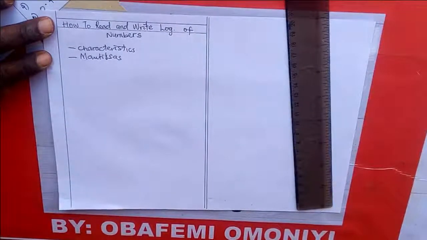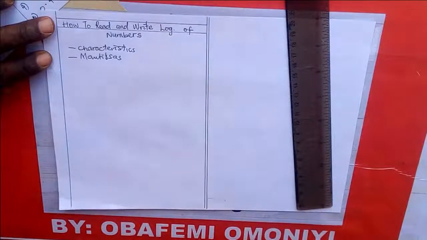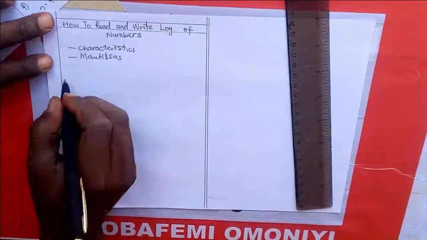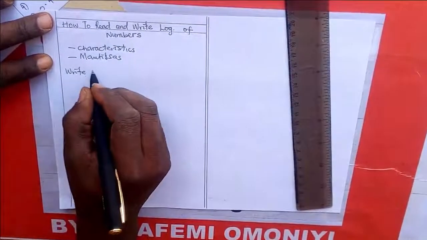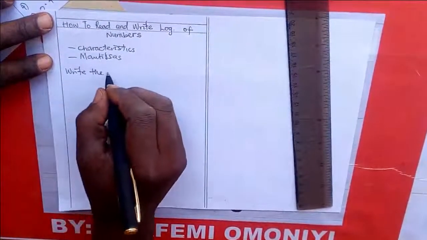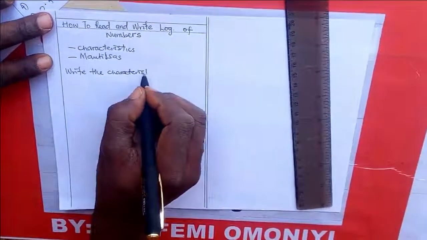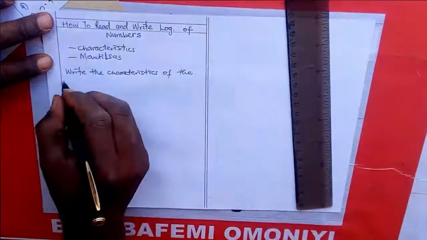The characteristic of the number is the n of that number when you have written it in standard form. If you remember in the last class, we have our a, we have our b, and we have our n before you write a number in standard form. So the n in that standard form is your characteristic. So I would like to just write the characteristic of the following numbers.